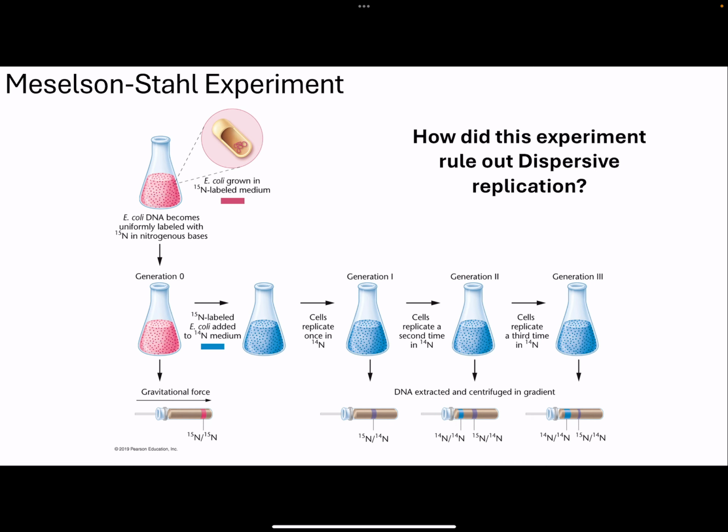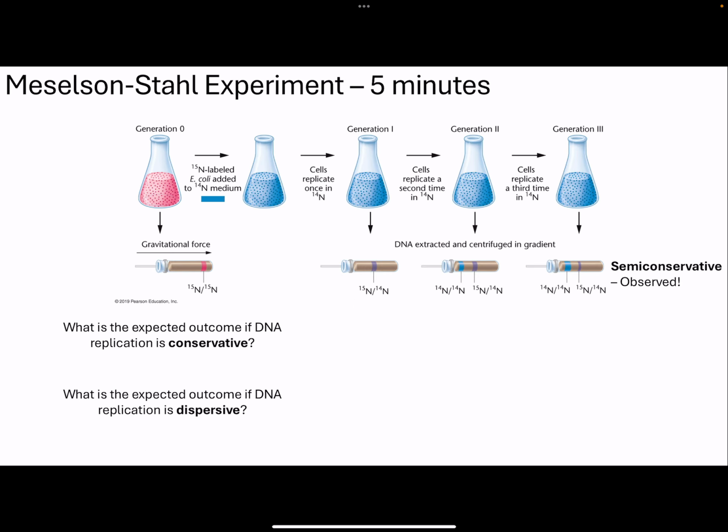All right, so to help illustrate this, I have the same sort of experiment broken down in a slightly different way on this next slide. This would be one of those in-class activities that I was planning to have you work on. What I want you to do is take 5 minutes or so to make predictions about what you would expect to see using the tubes that are drawn here, if you have conservative DNA replication versus dispersive replication.